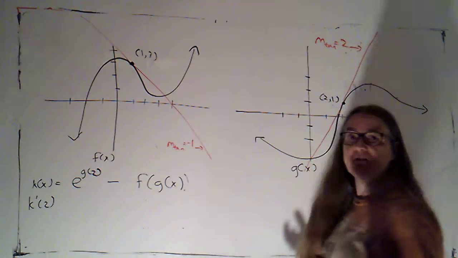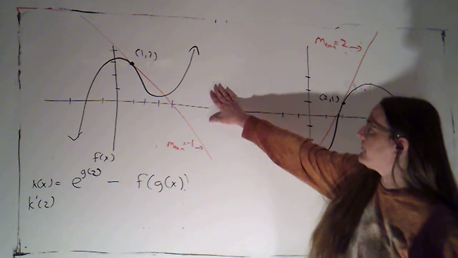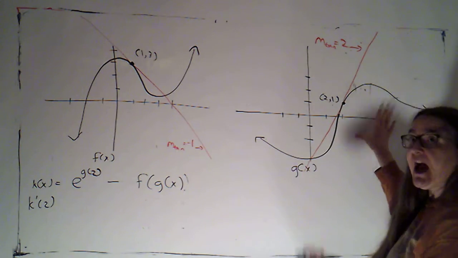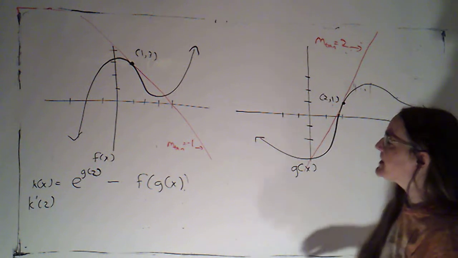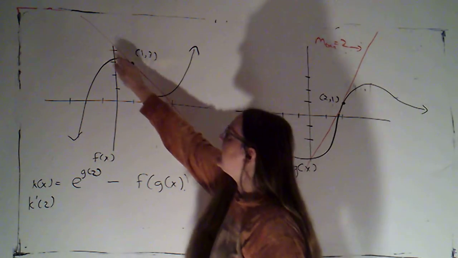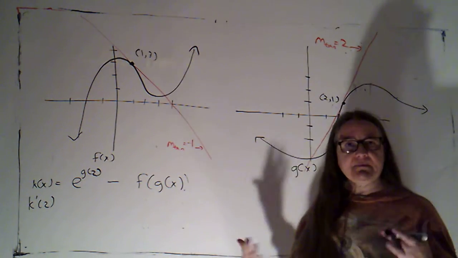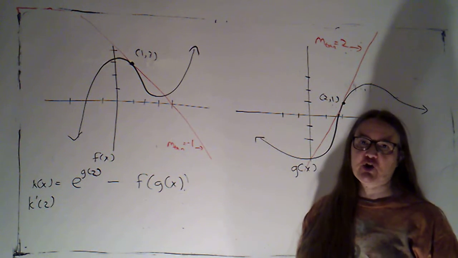For this problem, instead of being given a table of values, we're given two graphs, the graph of f here and the graph of g. And on both graphs, there's a point that's highlighted and a line in red, and that's meant to be the tangent line to that curve.